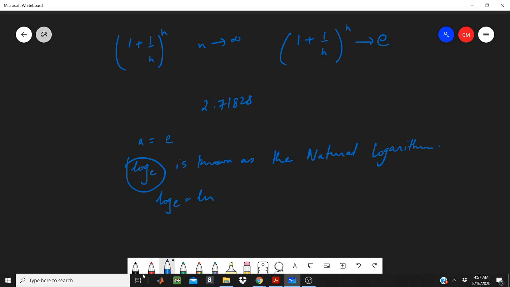Okay, so for example, if you have e raised to the power x equals y, then this is the same as writing in log form log base e of y, and from the abbreviation we can write this as ln y. Got the x here. Okay, let's look at some examples.